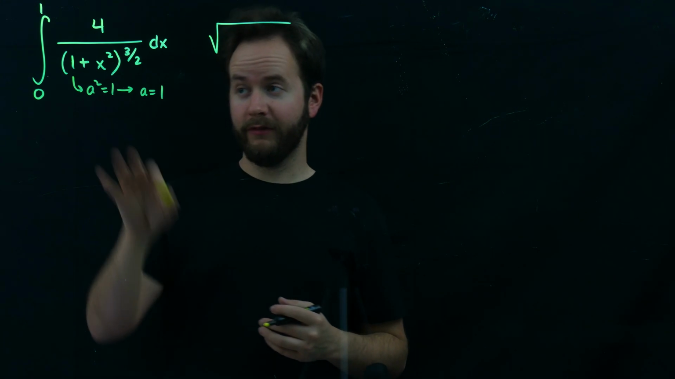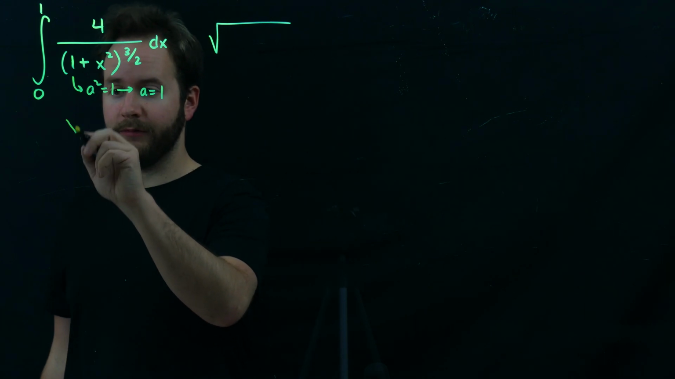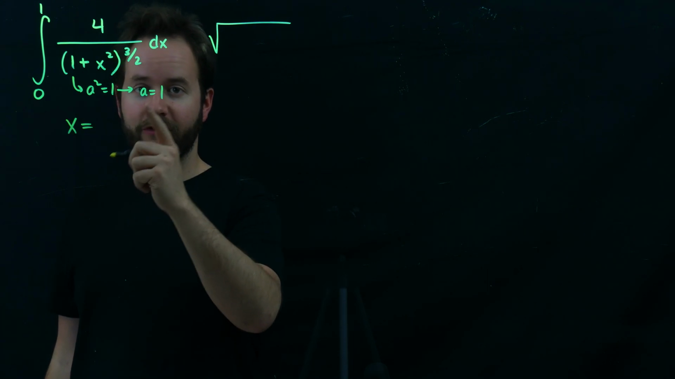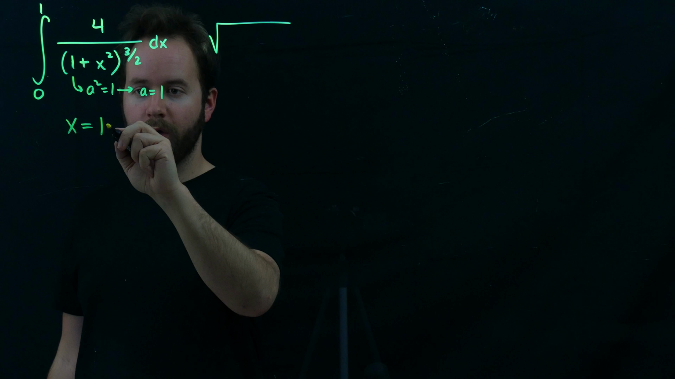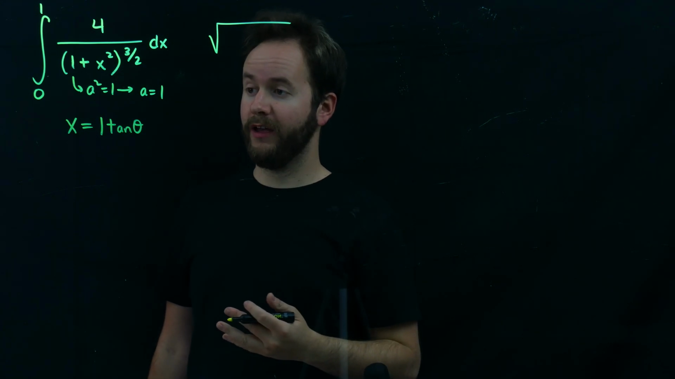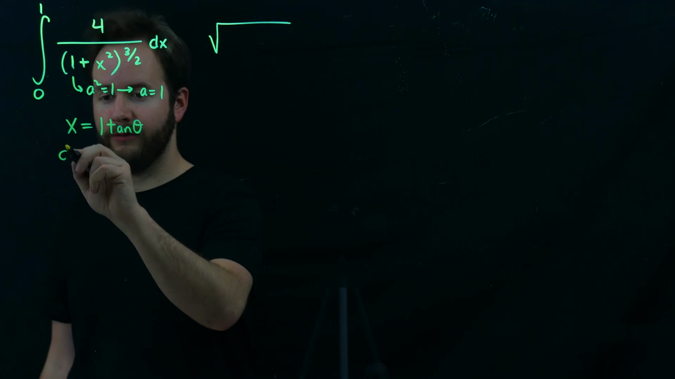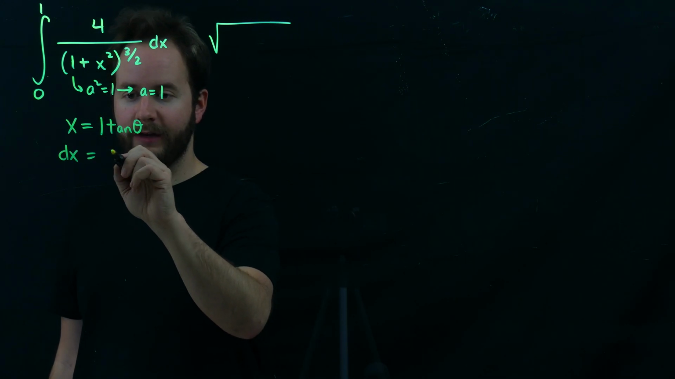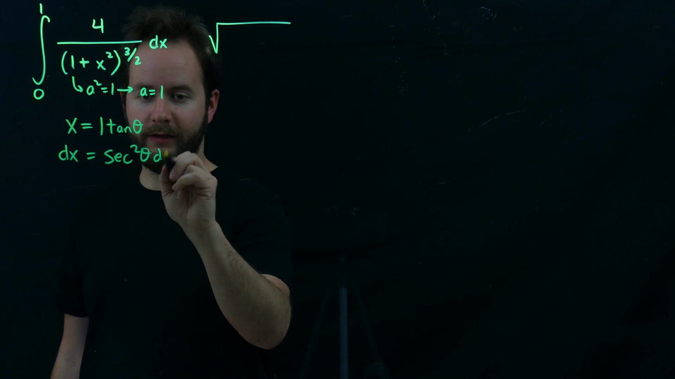So now, because it's of this form, a squared plus x squared, we're going to make the following substitution. x equals a tangent theta. A is 1, so you can put it here, 1 times tangent theta. The next step, once you choose your suitable value for x, we're going to say dx equals the derivative of tangent theta, which would be secant squared theta d theta.